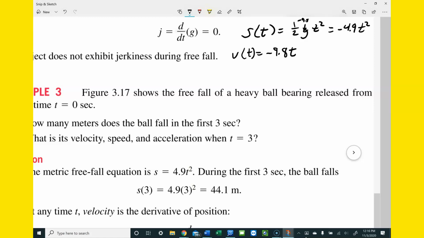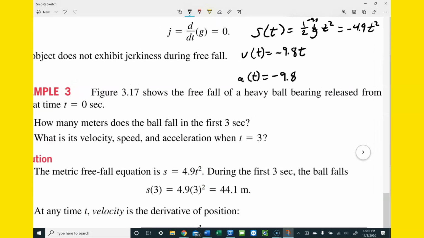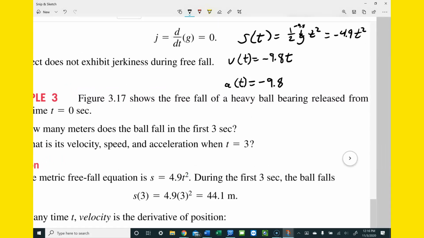The acceleration is going to be the derivative of that. So the derivative of negative 9.8 t is what? It's just negative 9.8. So when t equals 3, to find the velocity, you just plug in 3. So v of 3 equals, let me do it in my calculator here, negative 29.4.